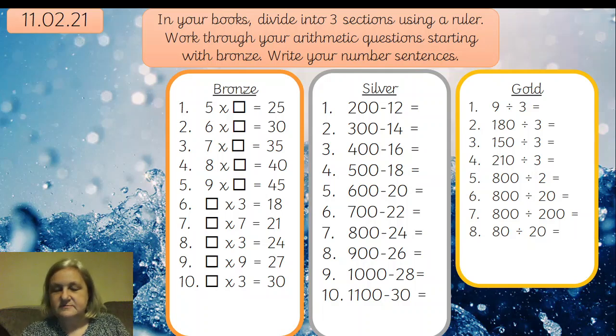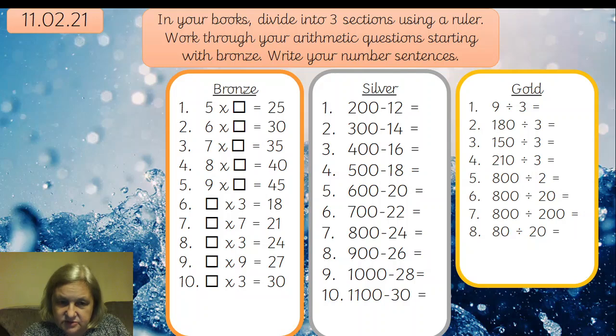We've got some investigations to do today, and before we do that we'll get on with our arithmetic. We've got some missing number multiplications here. So for instance, for bronze, if you've got 5 times something equals 25, you can change that into jumping in steps, counting in 5s: 5, 10, 15, 20, 25 to get to 25, and that's 5. Okay, so that's how you can do that.